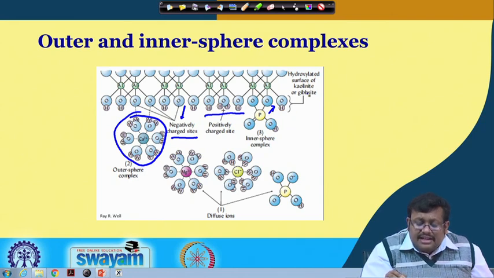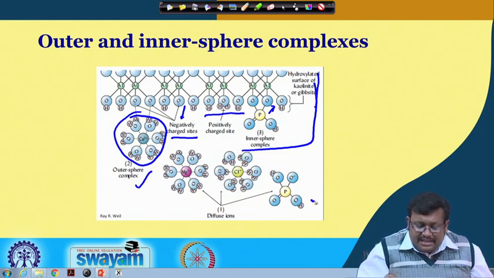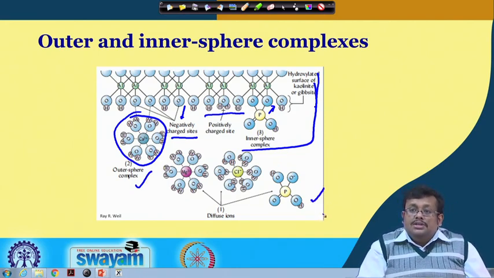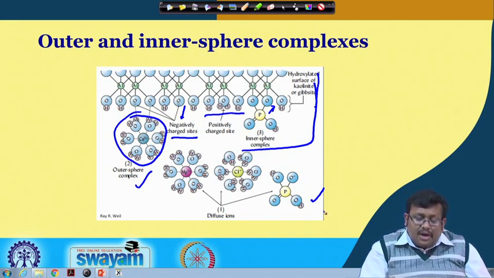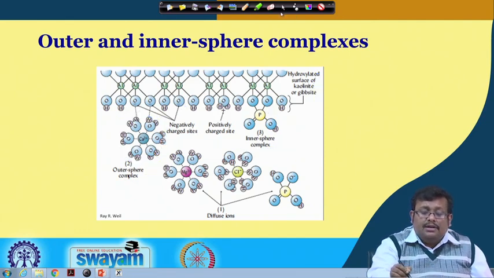This is a hydroxylated surface of kaolinite and gibbsite example, and both outer sphere complex and inner sphere complex are diffused in the nearby soil solution. So, this is why they are called outer and inner sphere complexes, and now I hope it is clear to you what the difference is between outer sphere complex and inner sphere complex.